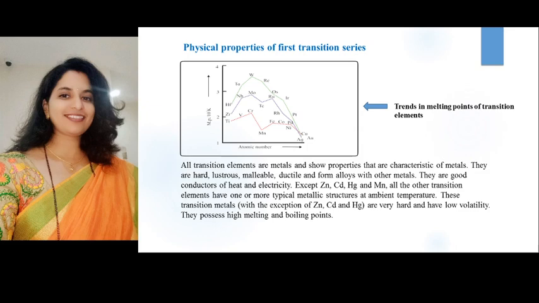In case of zinc, cadmium, mercury, they have no unpaired electrons. These metals are soft and have low melting and boiling points. Mercury is a liquid at room temperature and has a melting point of 234 Kelvin. The unexpectedly lower melting point of manganese is probably due to its complicated lattice structure. These metals have low values of melting point.